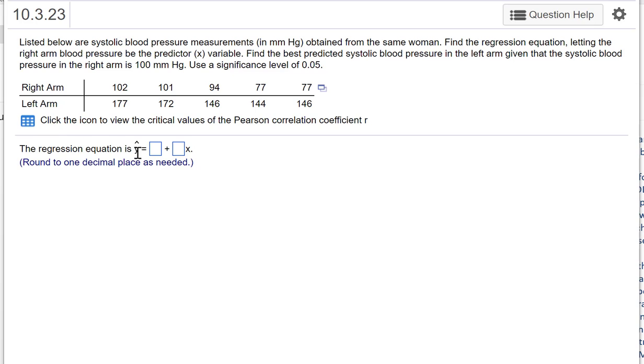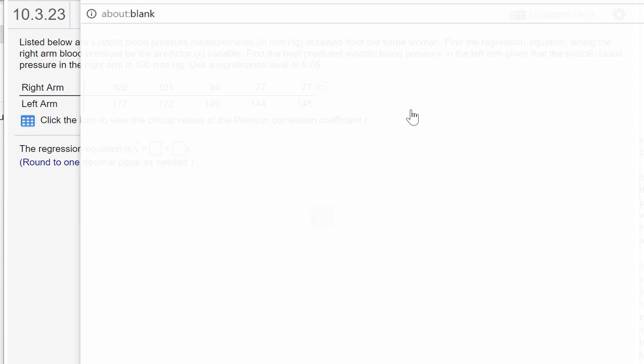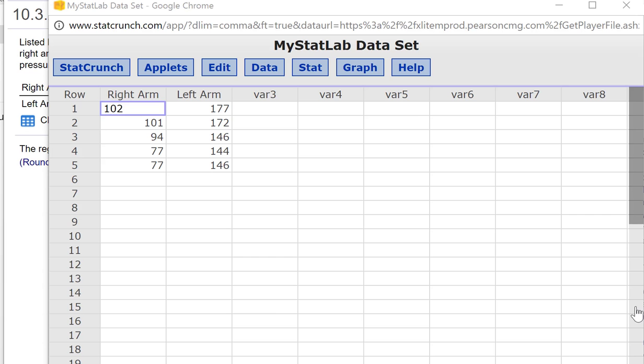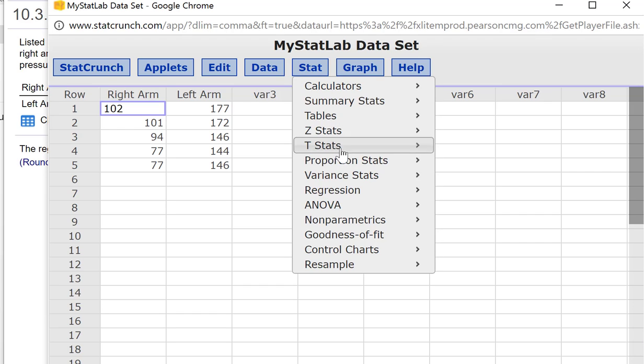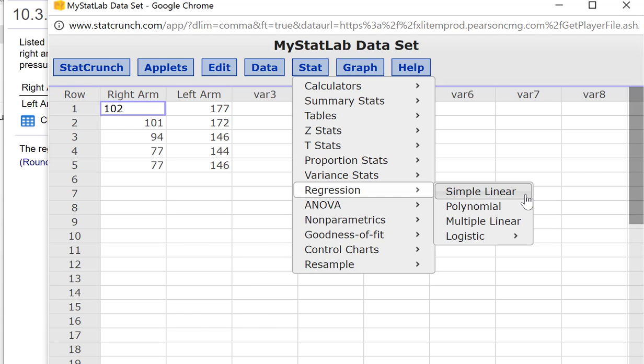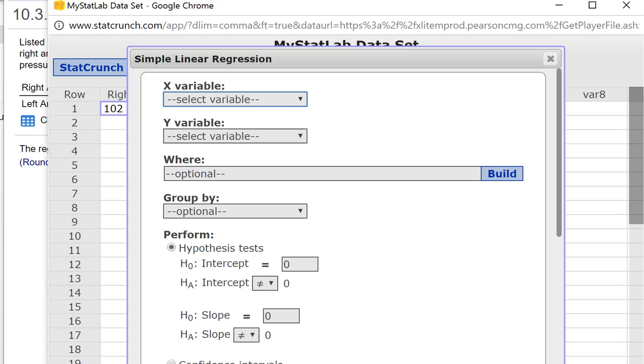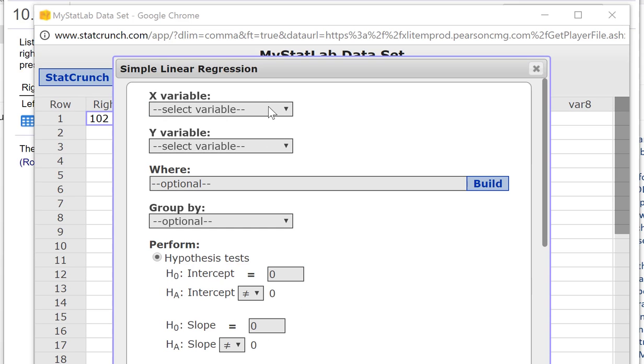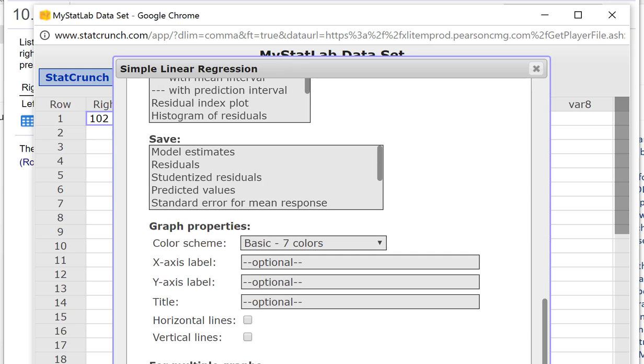Okay, first, let's go ahead and run a regression and find this equation. So I'm going to click Open in StatCrunch. Okay, let's go to Stat, Regression, Simple Linear. It does say use the right arm be the X, so I'm going to let X be the right arm, left arm is Y. I'm going to run the hypothesis test and press Compute.